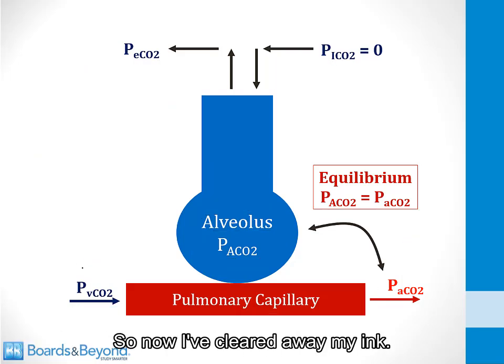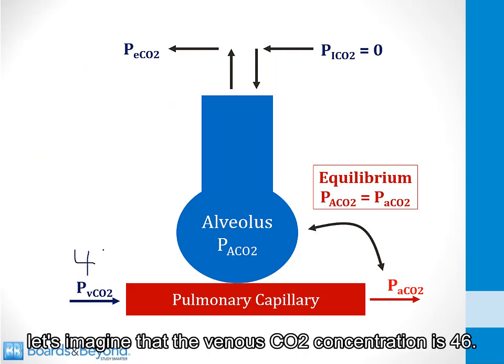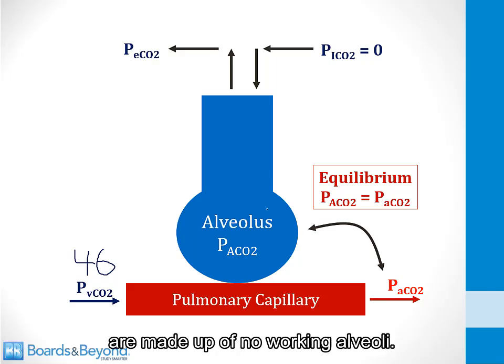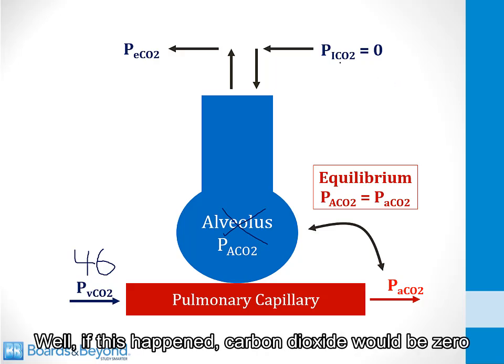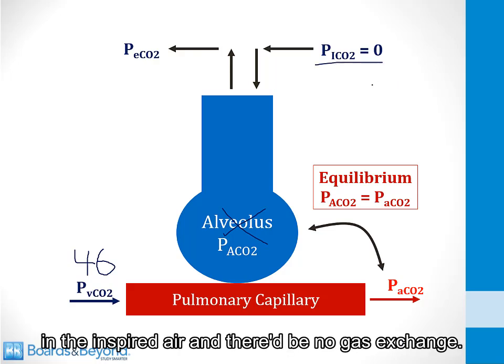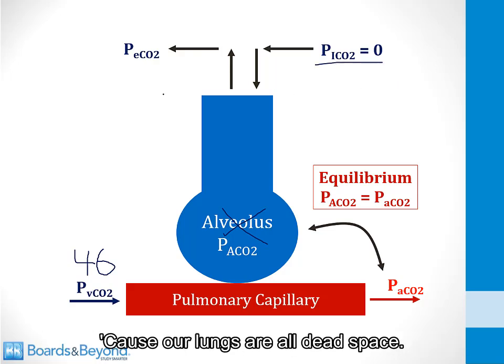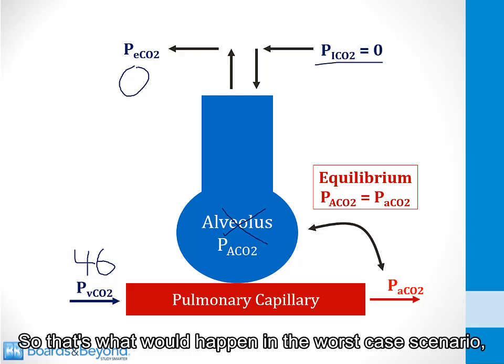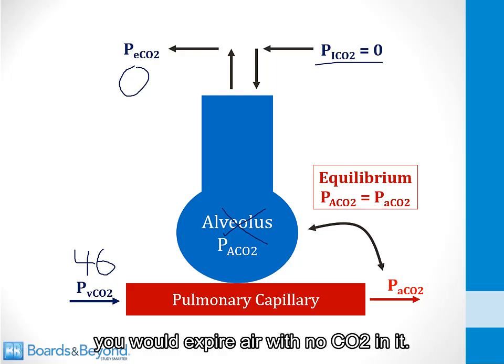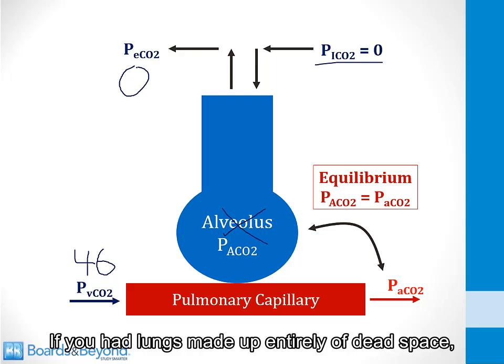So now I've cleared away my ink, and once again let's imagine that the venous CO2 concentration is 46. And now let's imagine that our lungs are made up of no working alveoli. The lungs are entirely made up of dead space. Well, if this happened, carbon dioxide would be 0 in the inspired air, and there'd be no gas exchange because our lungs are all dead space, so the expired carbon dioxide would be 0. So that's what would happen in the worst case scenario. You would expire air with no CO2 in it if you had lungs made up entirely of dead space.